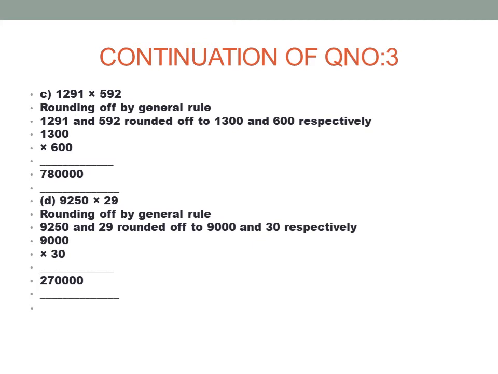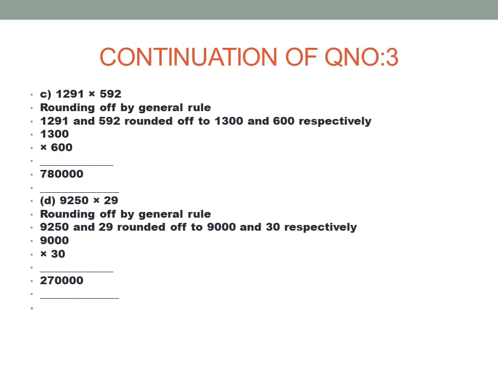Continuation of question number 3, part C, 1,291 into 592. Rounding off by general rule, 1,291 we are rounding off to 1,300 only, and 592 we are rounding off to 600. As I have told you before, we are not rounding off to 1,000. We are rounding off to 1,300, to the hundreds place.